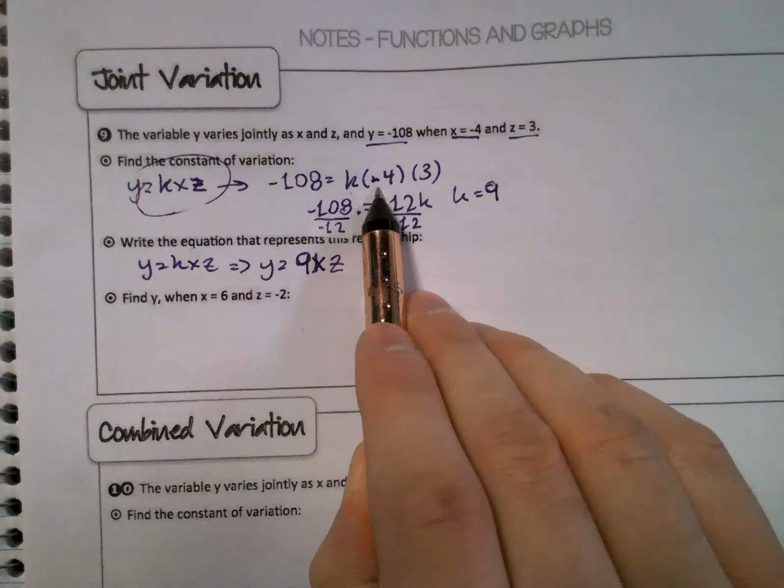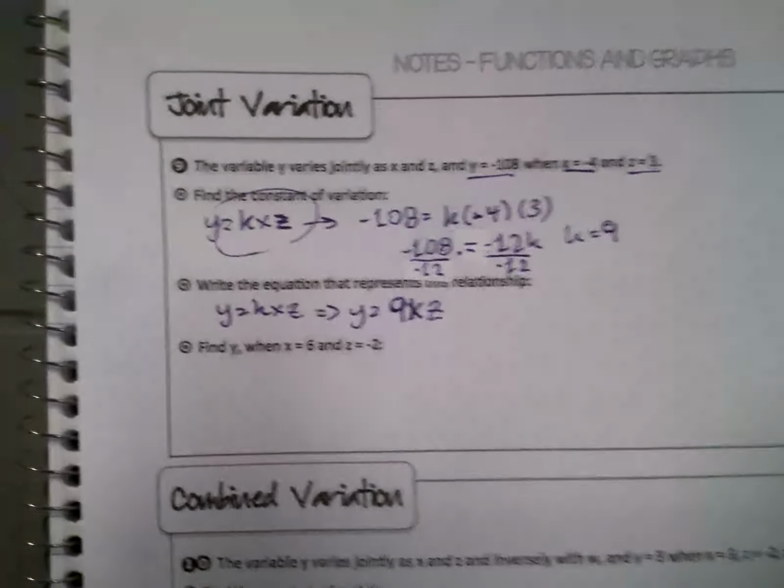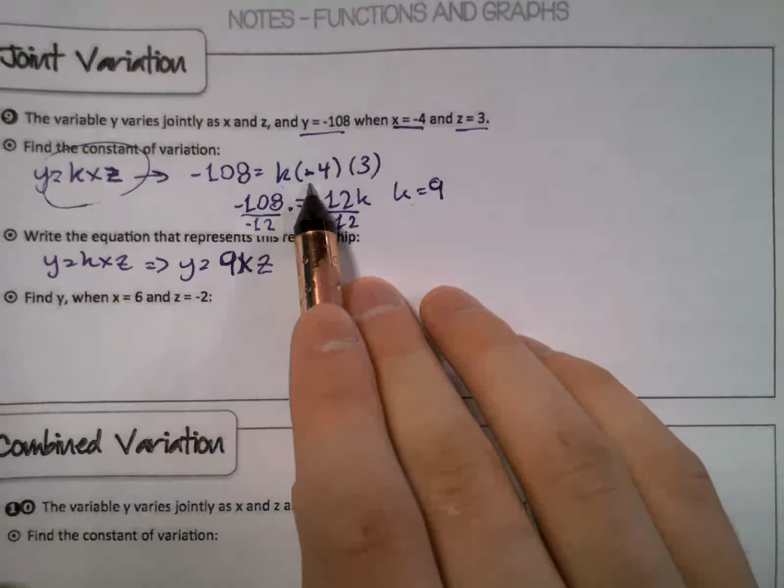This is k times negative 4 times 3. Inside of the parentheses, that is a negative 4.